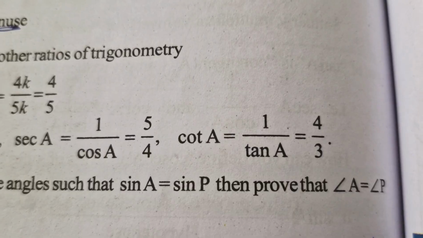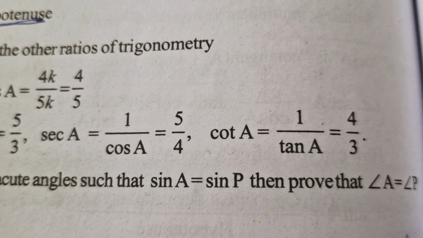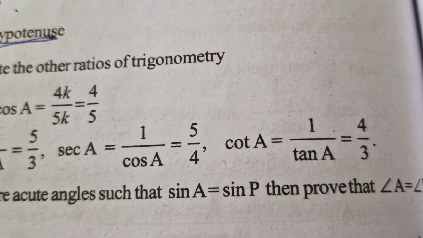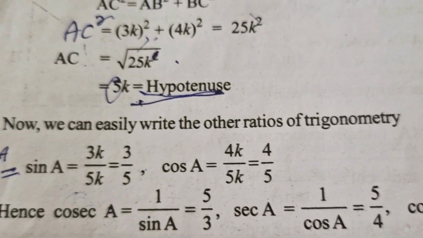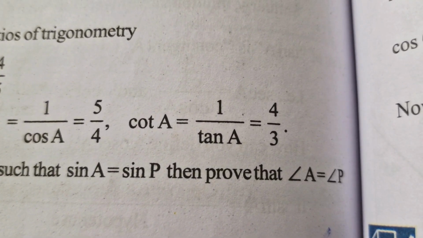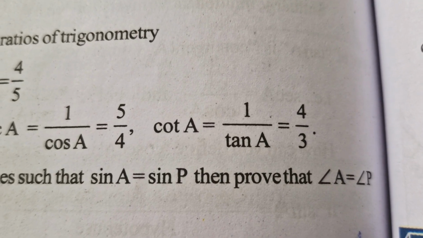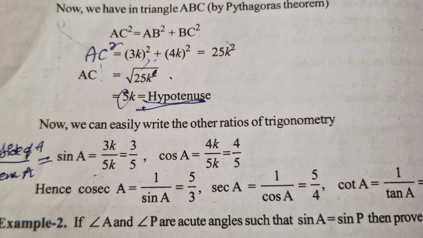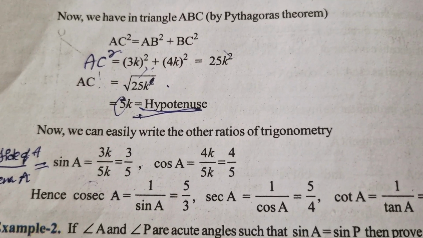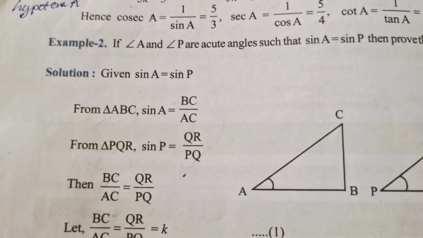The next one is cot A. Similarly, cot A is the reciprocal of tan A. What tan A they have given in the question is 3 by 4. So here cot A is equal to 4 by 3. This is the first example. Let's move on to the second example.